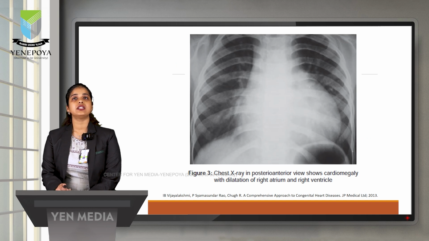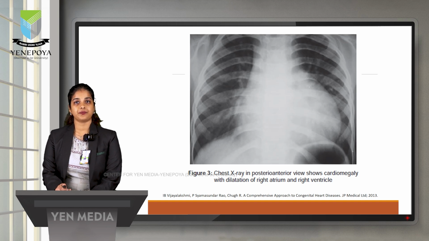Here we can see cardiomegaly, which we will be discussing mainly based on the cardiothoracic ratio. Also, if you see the right border of the cardiac shadow, it involves more than 3 intercostal spaces, which suggests right atrial enlargement. And the cardiophrenic angle, that is the angle between the cardiac shadow and the diaphragm, is acute, which suggests right ventricular enlargement.